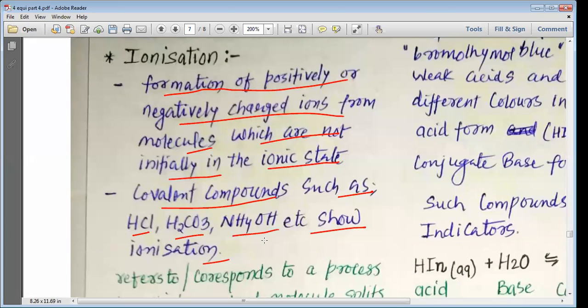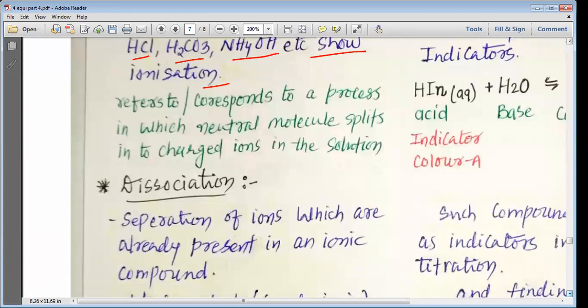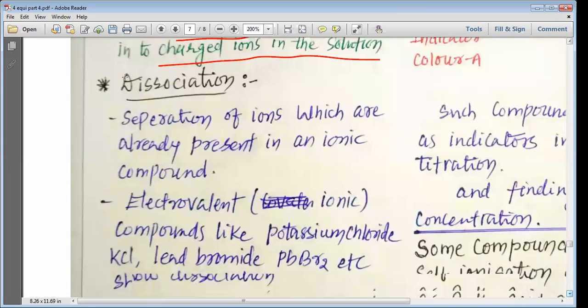That means if the given compound is not an ionic compound, then ions are not the constituents of that compound. In that case, if the compound is turned into ions, this process is known as ionization, and covalent compounds undergo the process of ionization. That means ionization refers to the process in which neutral molecules split into charged ions in the solution. Now, my dear students, we have the next thing to learn about.